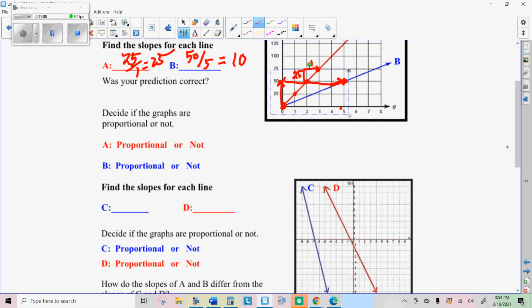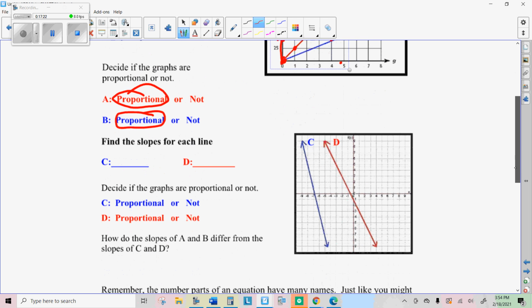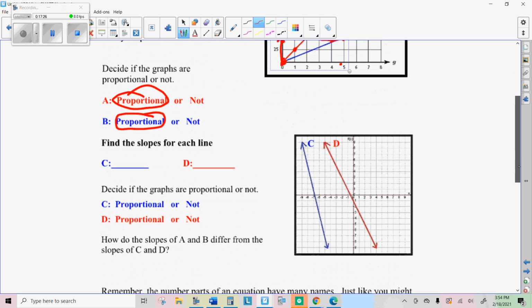All right. Now, the way you decide if they're proportional is where the lines start. If they start at 0, 0, then they're proportional. So both A and B are proportional, because the constant term, the y-intercept, where they start would be 0.